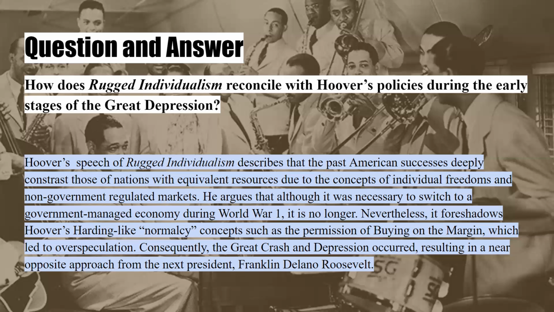He argues that although it was necessary to switch to a government-managed economy during World War I, it is no longer. Nevertheless, it foreshadows Hoover's Harding-like normalcy concepts, such as the permission of buying on the margin, which led to over-speculation. Consequently, the Great Crash and Depression occurred, resulting in a near opposite approach from the next president, Franklin Delano Roosevelt.